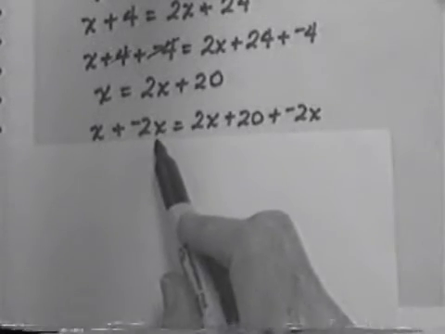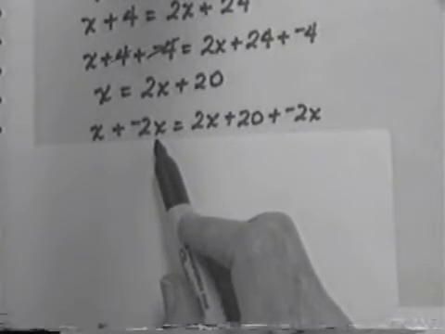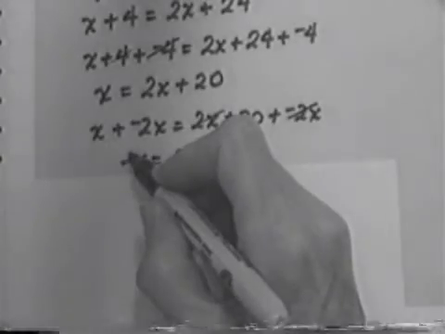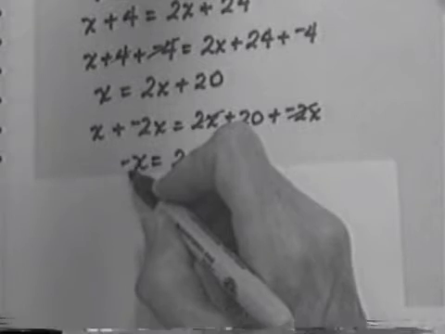X plus -2X gives us -1X, or simply the opposite of X. On the right, the 2X and -2X cancel, leaving us with 20. And so we get the opposite of X is equal to 20. Now, remembering that there's an understood coefficient of -1 for the X, we divide both sides by that coefficient, which is -1.